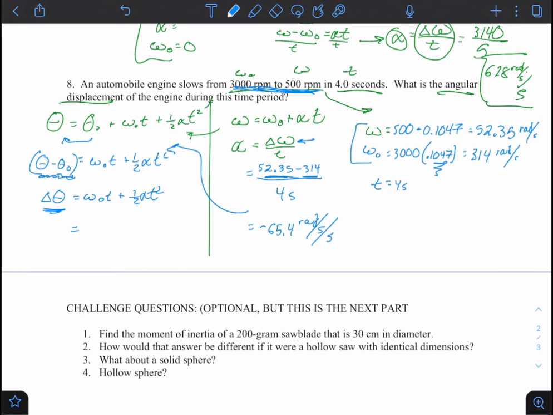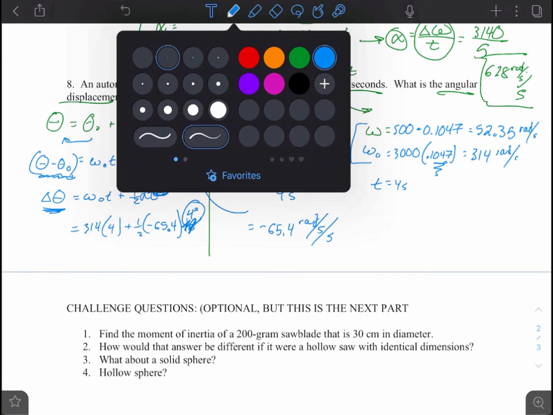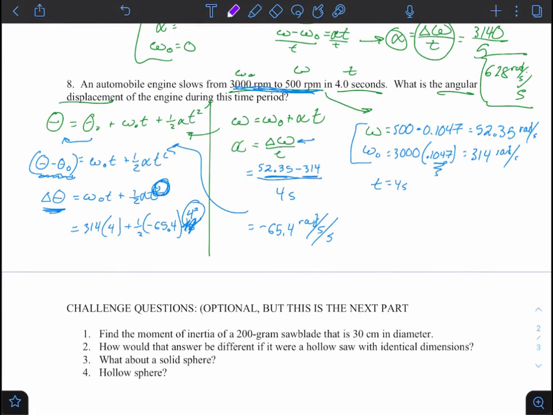The initial velocity is 314 times a time of 4, plus 1/2 times negative 65.4 times 4 squared. Don't forget your squared. Don't forget your squared. That's the biggest mistake people will make. And then you plug it in and you should get 733 radians. And they wanted angular displacement, and we're done.